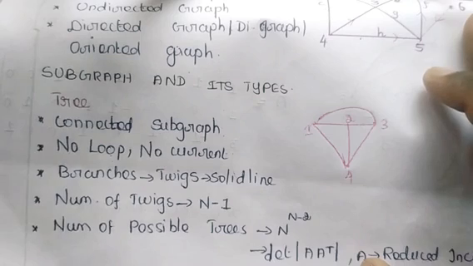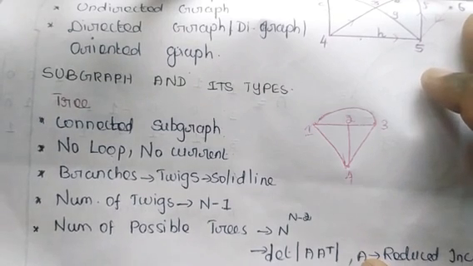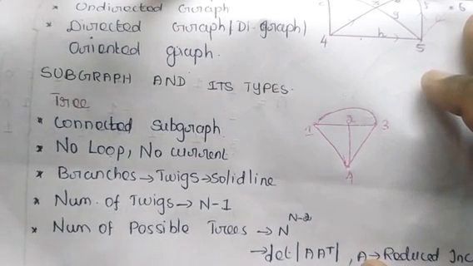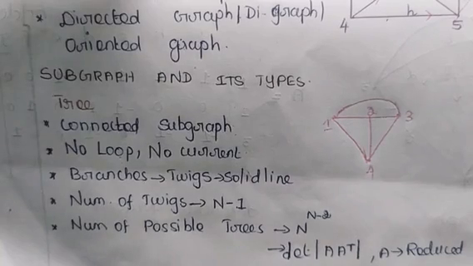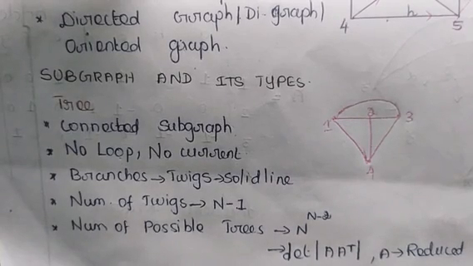Next is subgraph and its types. Subgraph is nothing but a part of a graph. There are 2 types of subgraphs. One is tree and the other is co-tree. Tree is a connected subgraph. That means it consists of all the nodes from its original graph.